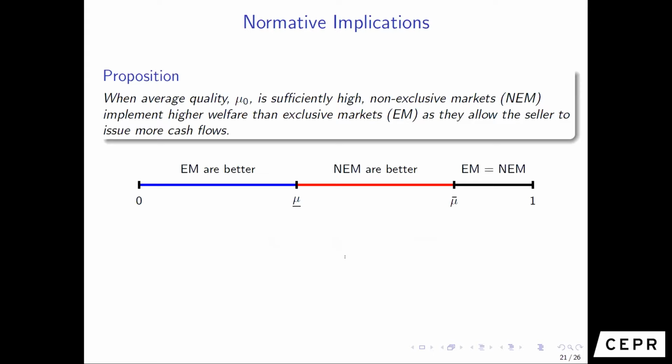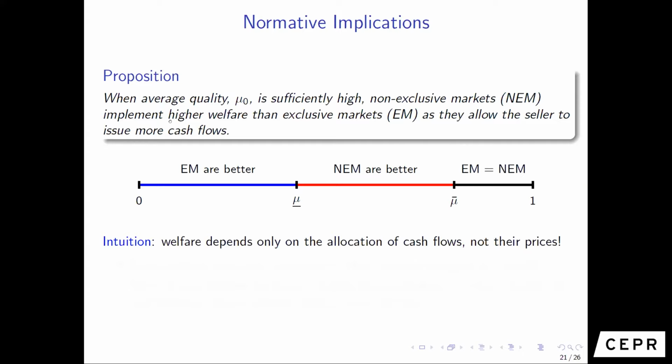Now, what does this mean for welfare? We remember we have this ex-ante notion of welfare. And what we show is that welfare only depends on the allocation of cash flows, because here the prices are just transfers. So what this means is that when average quality is sufficiently high, non-exclusive markets implement higher welfare than exclusive markets, because they allow the seller to issue more cash flows. When average quality is low, however, exclusive markets are better because they implement higher cash flows.